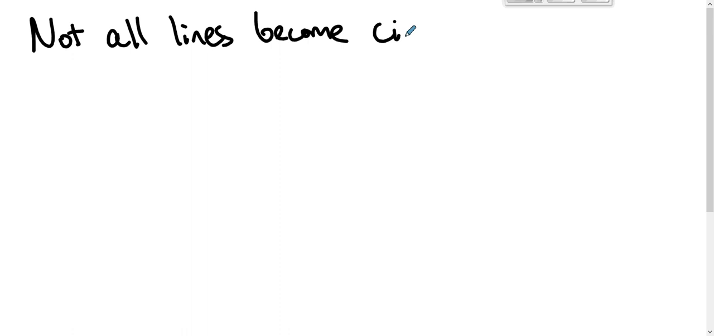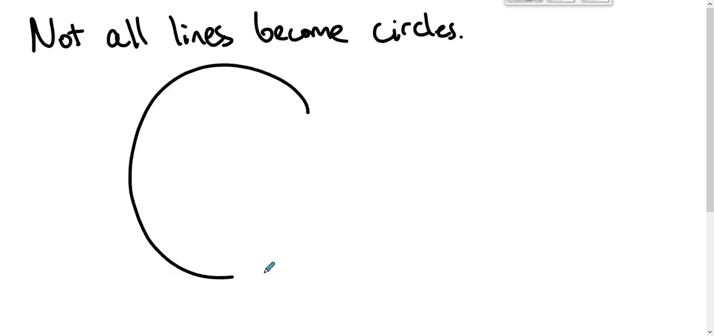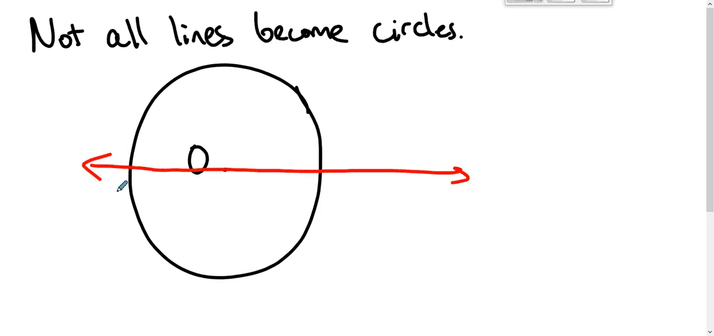But not all lines become circles. Clearly, lines that go through O remain as they are. You take any point P, its image P prime is on ray OP. Ray OP passes through O, so ray OP prime passes through O, so the line stays the line. Lines that pass through O remain lines that pass through O.